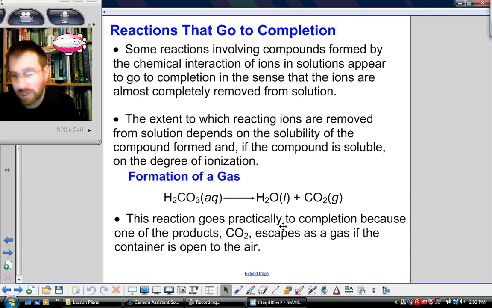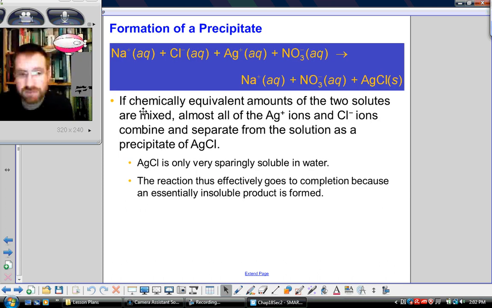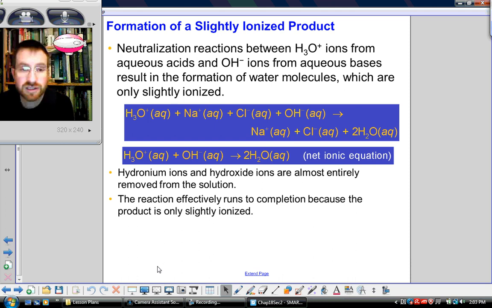This reaction goes practically to completion because one of the products, CO2, escapes as a gas if the container is open to the air. Formation of a precipitate. If chemically equivalent amounts of the two solutes are mixed, almost all of the silver ions and chloride ions combine and separate from the solution as a precipitate of silver chloride. Silver chloride is only sparingly soluble in water, and the reaction thus effectively goes to completion because an essentially insoluble product is formed. Formation of a slightly ionized product.